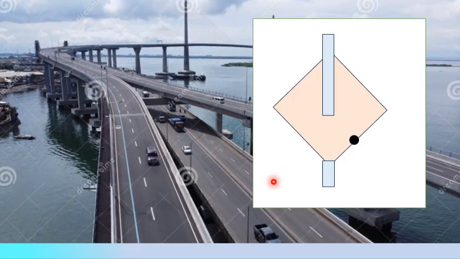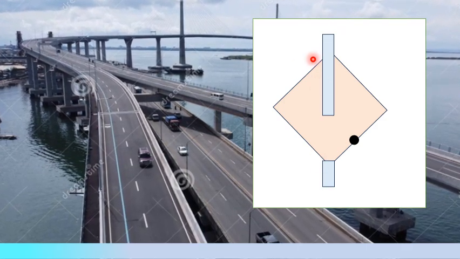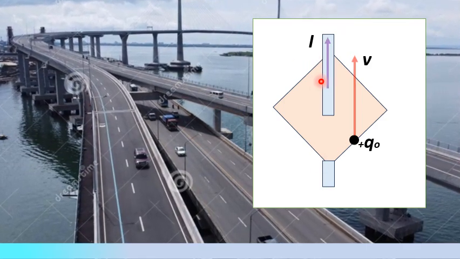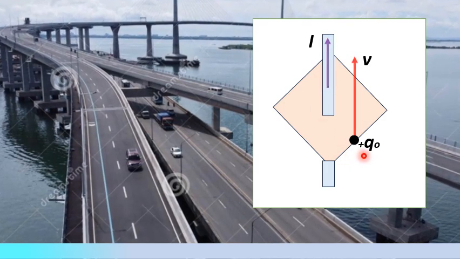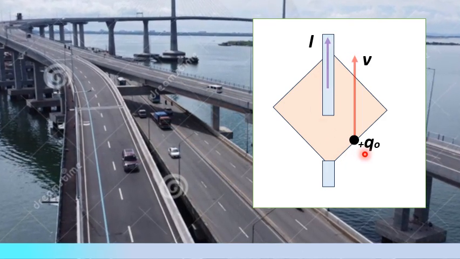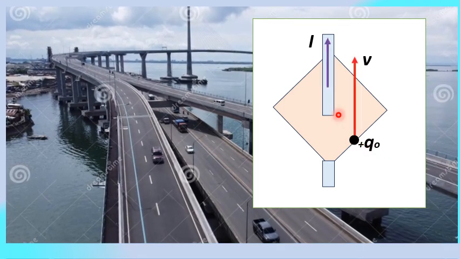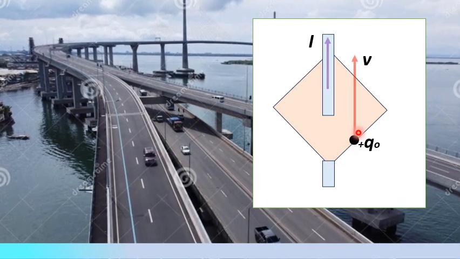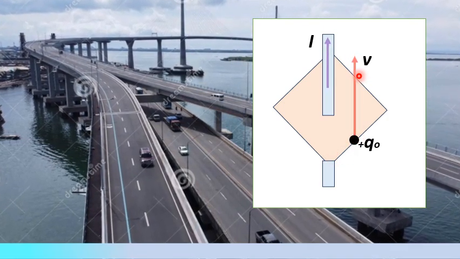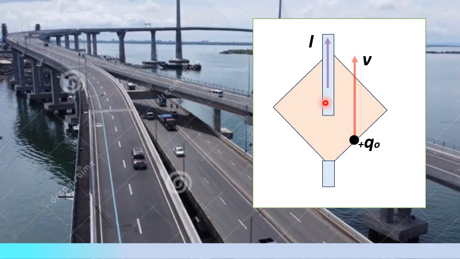So as shown in this figure, the long straight wire carries a conventional current, capital I, directed upward, and a positively charged particle, Q naught, is located some distance away from the wire and is moving with the velocity v directed also vertically up, parallel to the current.